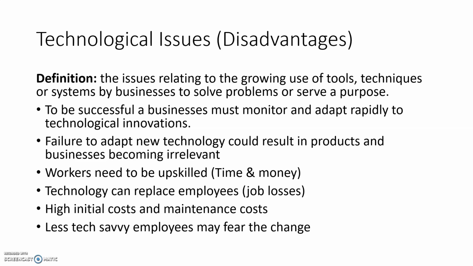Technological issues are basically the issues or problems relating to the growing use of tools, techniques, and systems by a business to solve those issues. So, just the things that pop up from using this technology. The really key issue is that technology is growing at such a rapid rate, it is really, really hard to stay up to date with what's going on currently. If you are one of the businesses that are not staying up to date, your business could become irrelevant because other businesses are doing better and growing. We see Apple versus Samsung do this all the time. They're constantly trying to one up each other.